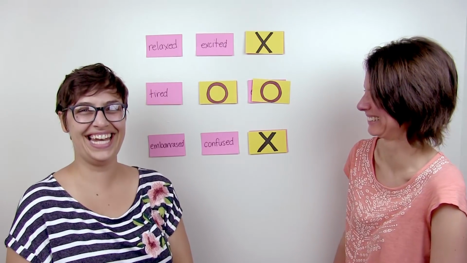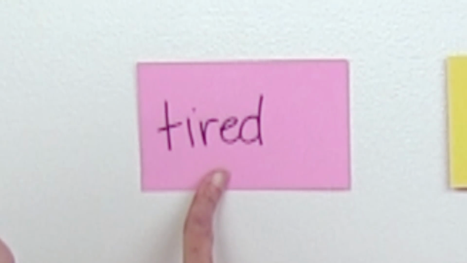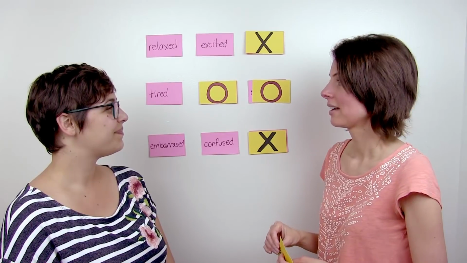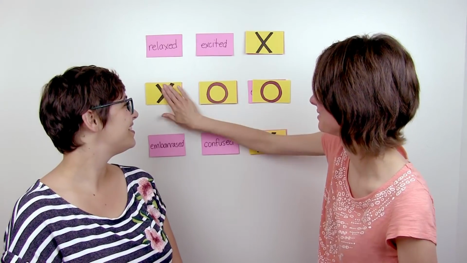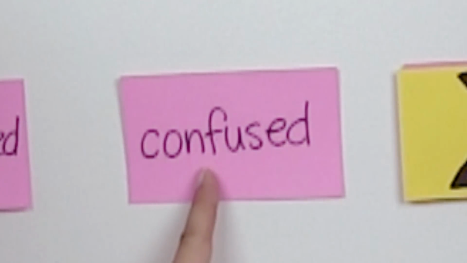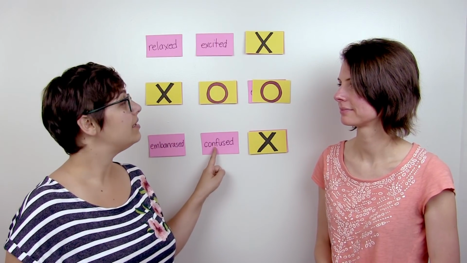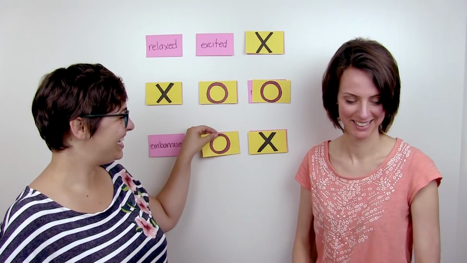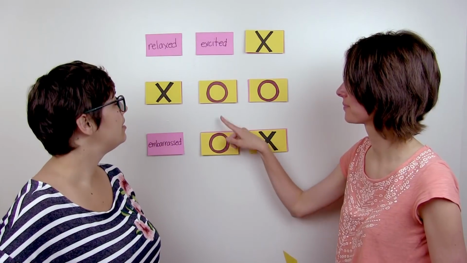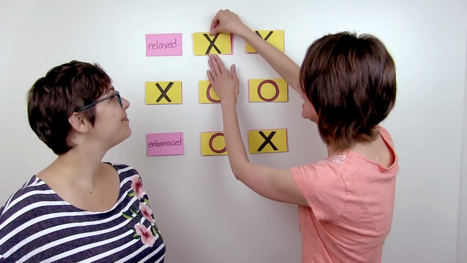All right, my turn. I gotta block you. Tired. Tired. I'm not exhausted, but I am tired. Confused. Confused. I'm confused by this game. My turn. Excited. Excited. I'm excited about the weekend.